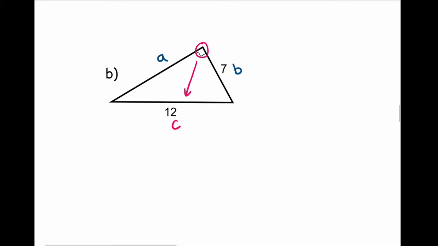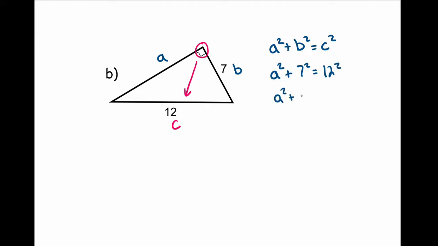Now that I have my sides, I'm going to plug them into my formula. So a squared is still unknown. I don't know what a squared or what a is. B I know is 7, so 7 squared equals c squared or 12 squared. I'm going to simplify what I can, or get rid of some of my exponents. So 7 squared is 49, 12 squared is 144. Again, remember when you square something, you're multiplying the number by itself. You're not multiplying by 2, you're multiplying it by itself.